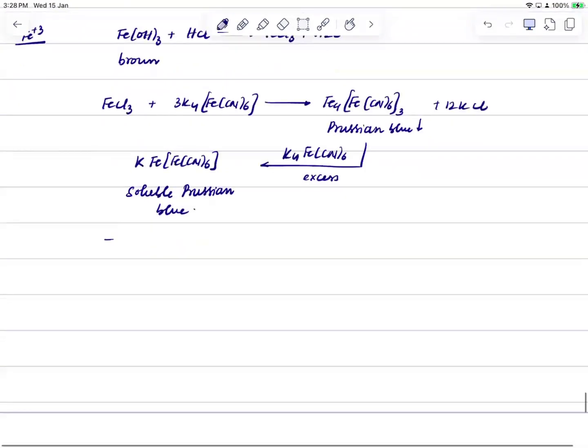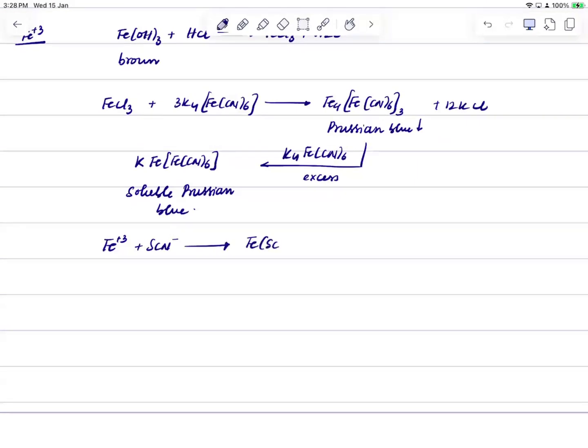If you have Fe3+ and react with thiocyanate, we learned already that it will form [Fe(SCN)]2+, which is a red coloration. These two are the important confirmatory tests.